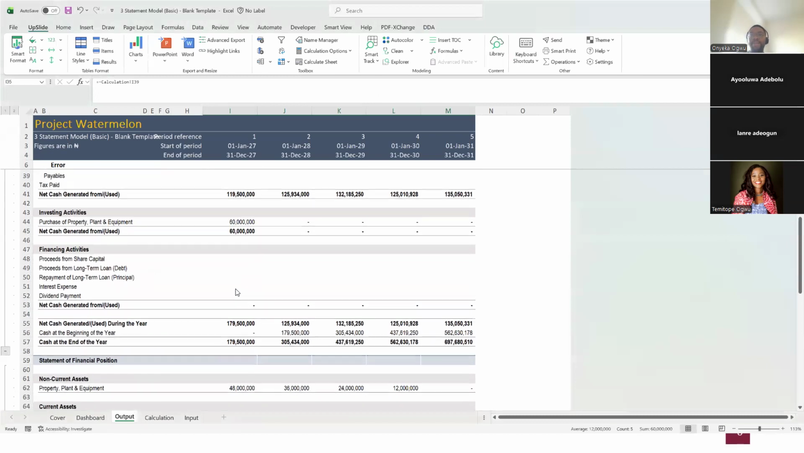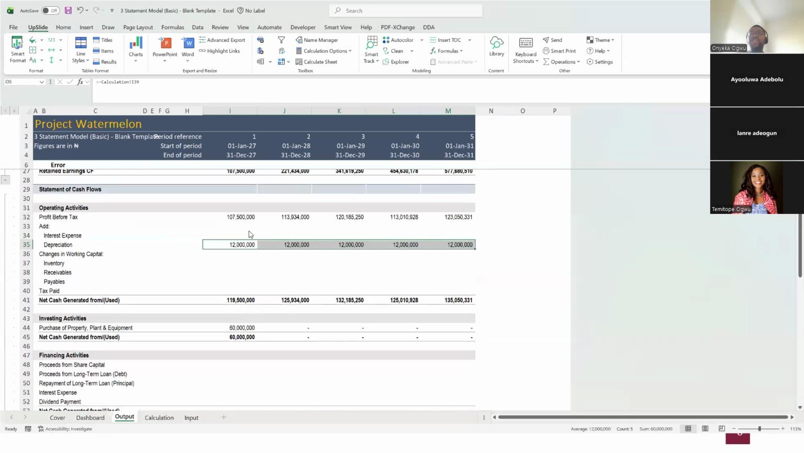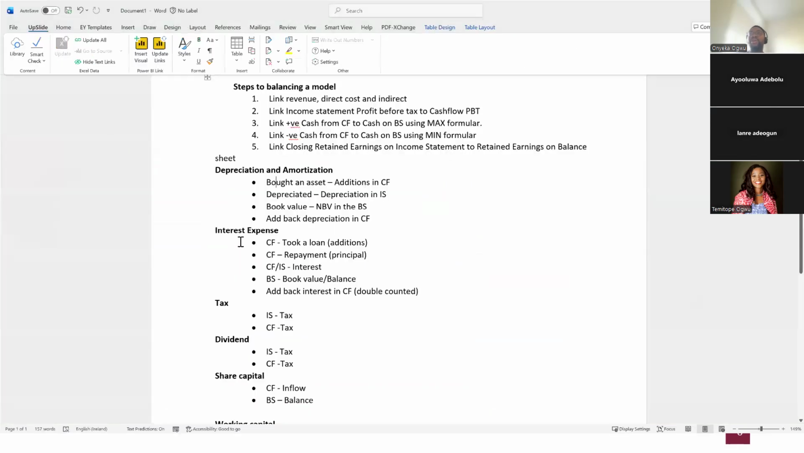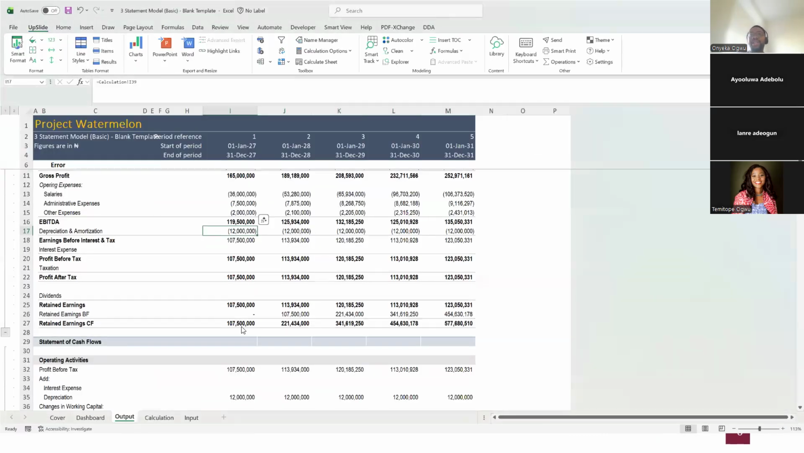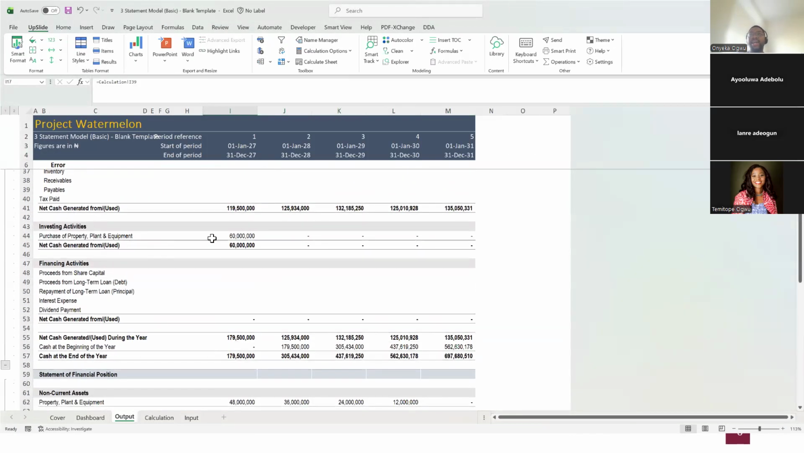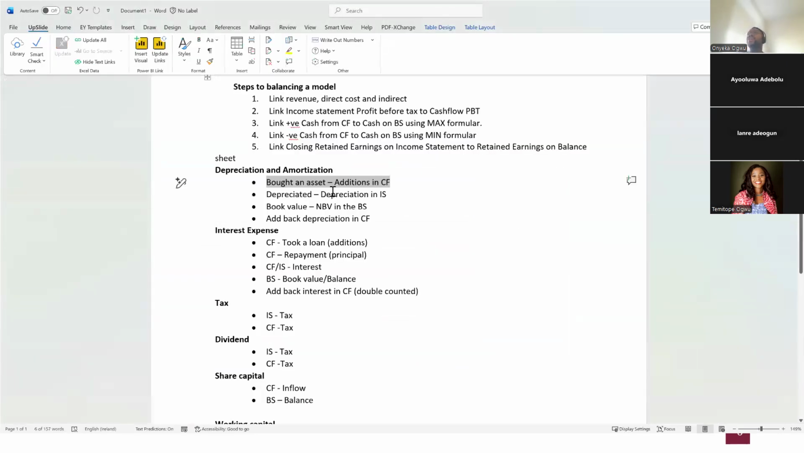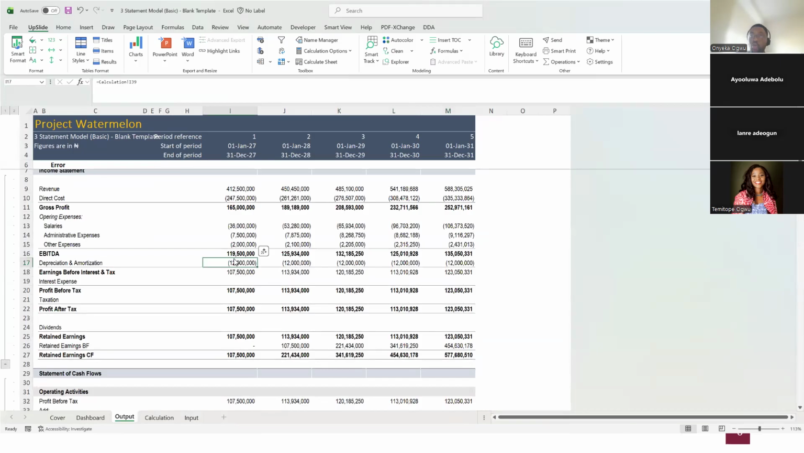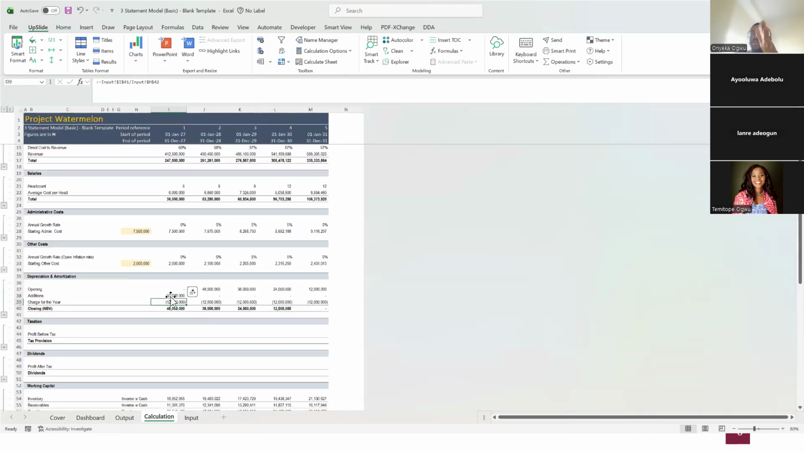So I said the first thing you do, sorry, not depreciation: you bought an asset, and you add it in the cash flow statement, which you have done here. You bought an asset of 60 million. Next, you are depreciating the asset every year, and depreciation should go into your cash flow statement, which is what we have done here. So every year you are depreciating for 5 years.